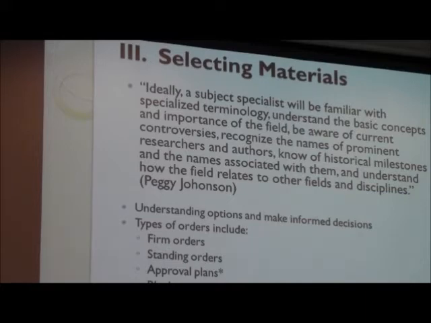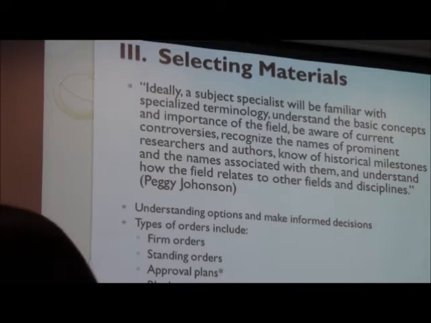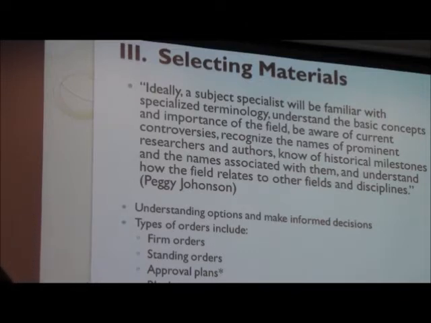And also you have to think about understanding the options and making informed decisions. Then once you've selected, you will order. And there are a number of types of orders. One is firm orders, and then standing orders, approval plans, and blanket orders. Approval plans and blanket orders are supposed to free selectors to concentrate on identifying and obtaining more esoteric resources.